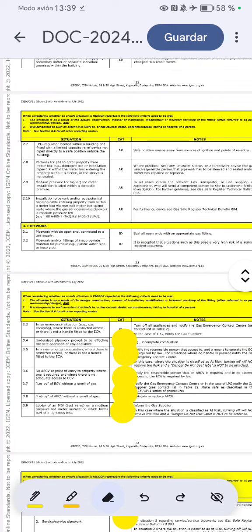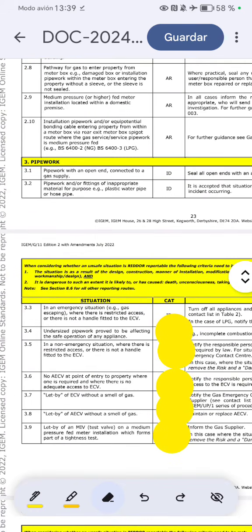See contact list, table 2. In case of LPG, notify gas supplier. Okay, so undersized pipework proved to be affecting the safe operation of any appliance. ID, isn't it? That can't even be at risk.